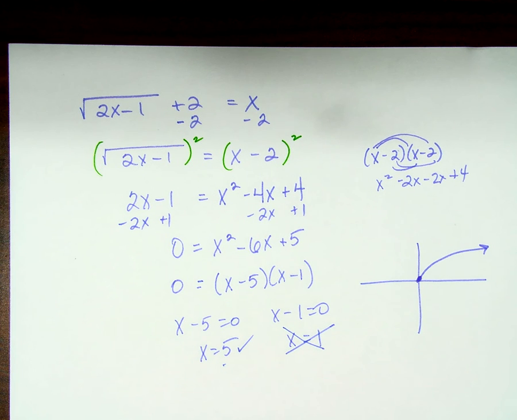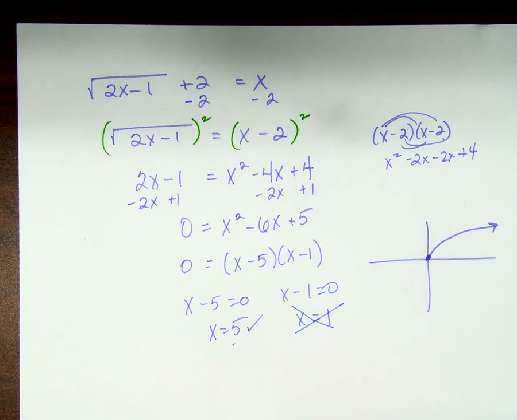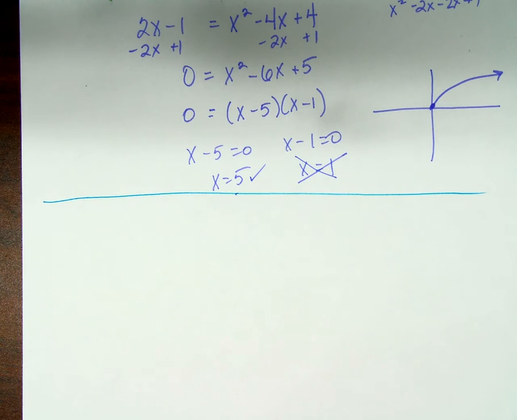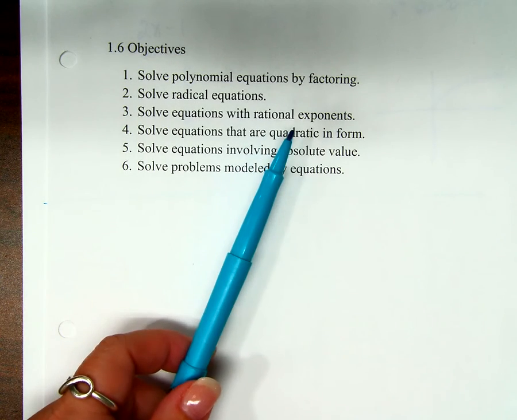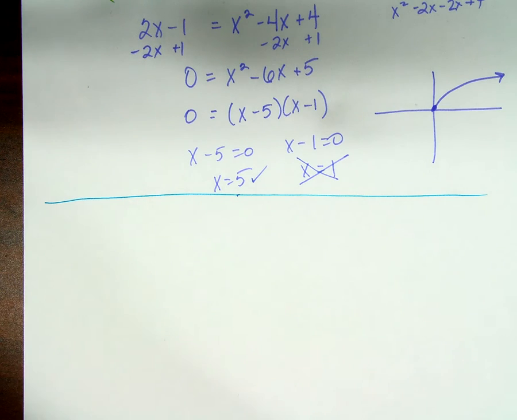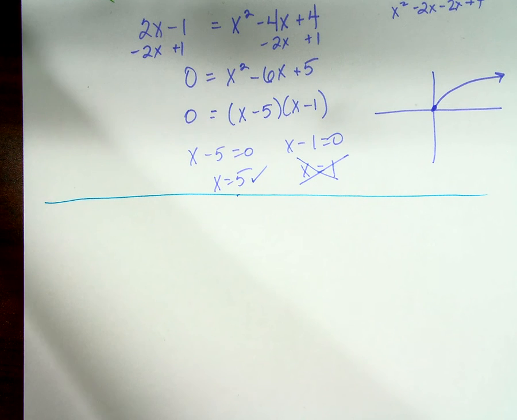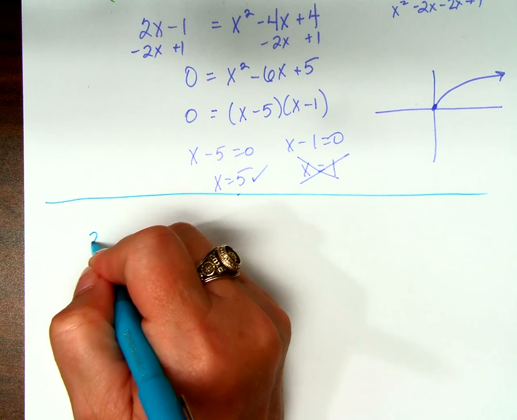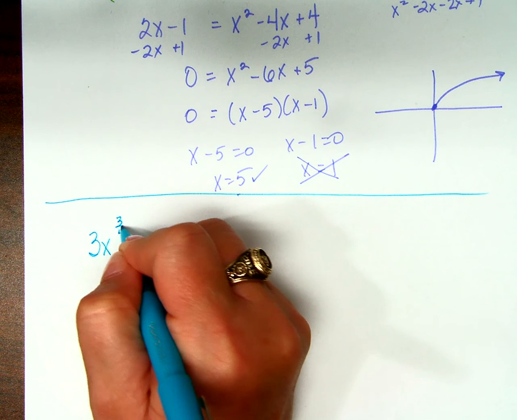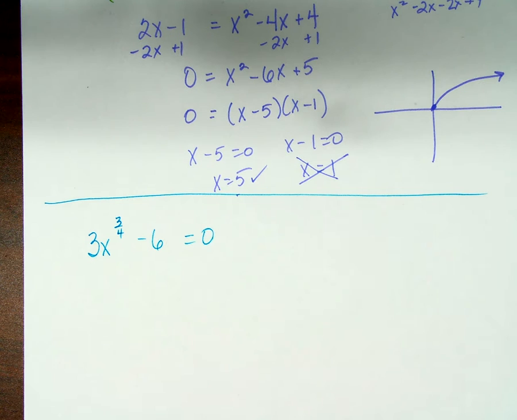How comfortable do you feel with solving equations with radicals? Pretty good? Okay. Next one is solving equations with rational exponents. Do you remember rational exponents? What does rational mean? A fraction. So if you have rational exponents, it just means exponents that are fractions, right? So 3x to the 3/4 power minus 6 equals 0.